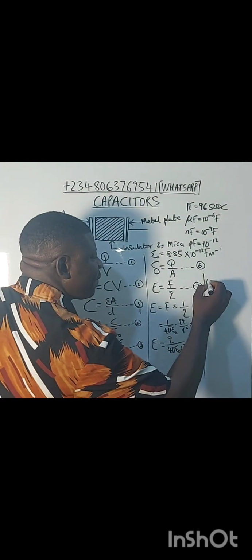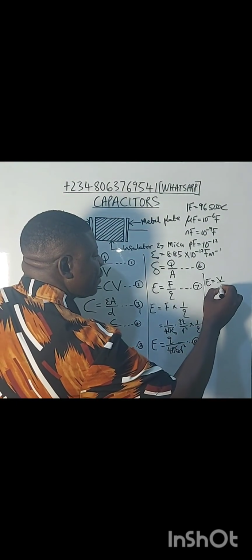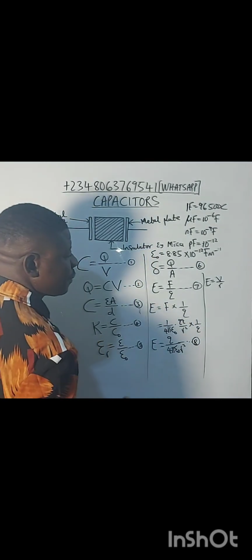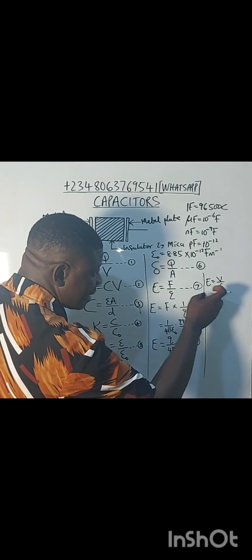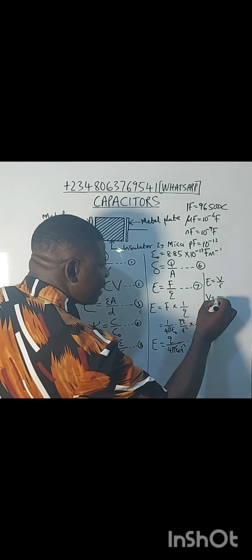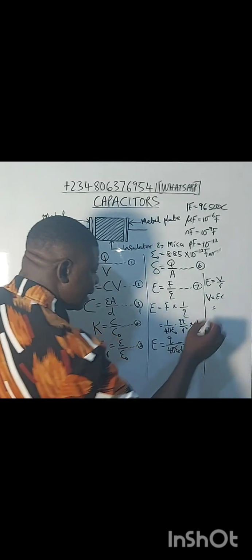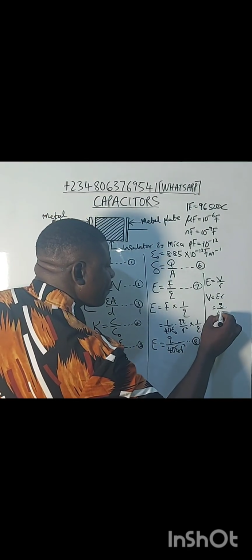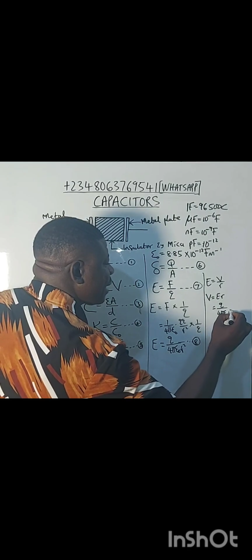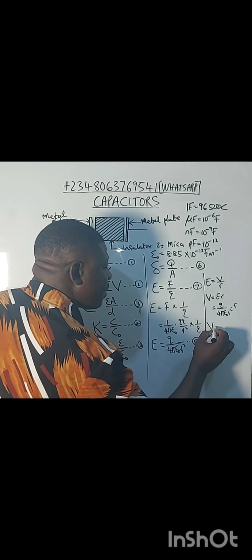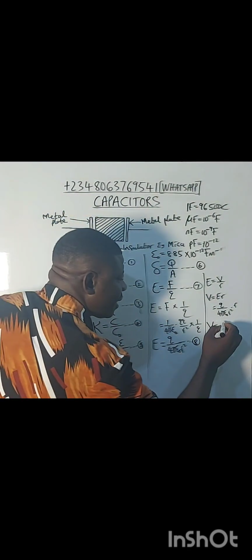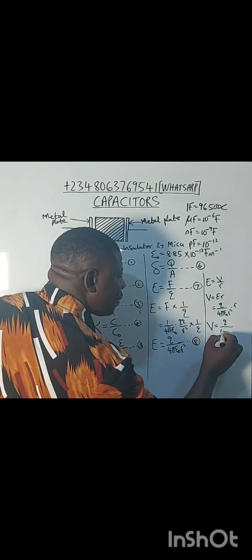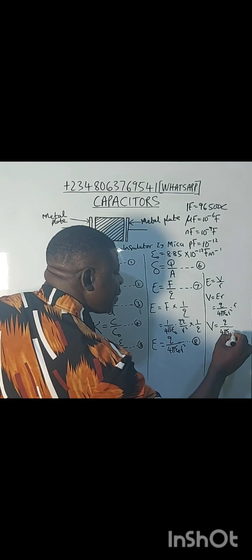Then I also have electric field strength equals V over R. So if it is V over R, then my V is equal to ER. And E, this is the value of E. E will give me Q all over 4 pi epsilon naught R squared times R. So my electric potential will be given as Q all over 4 pi epsilon naught R.